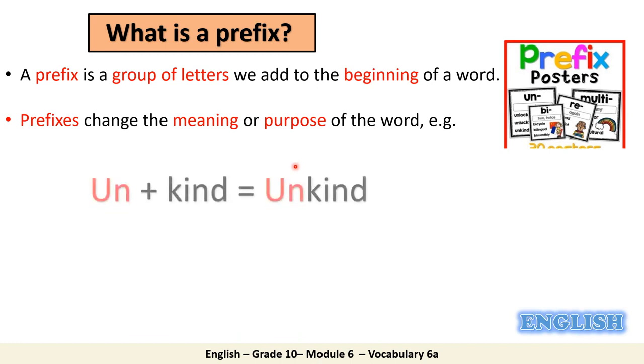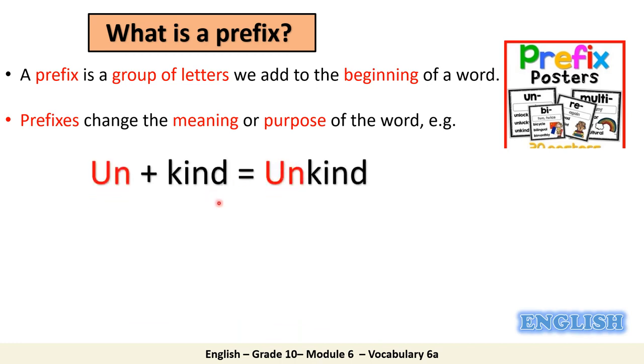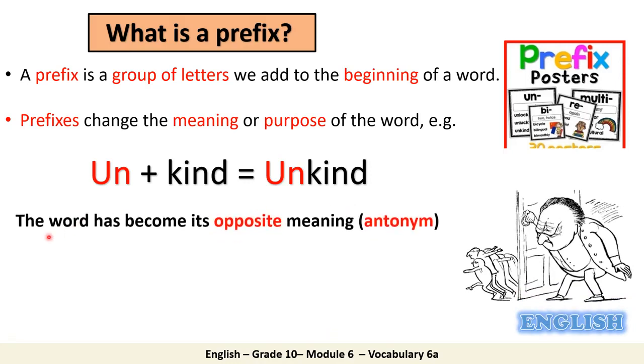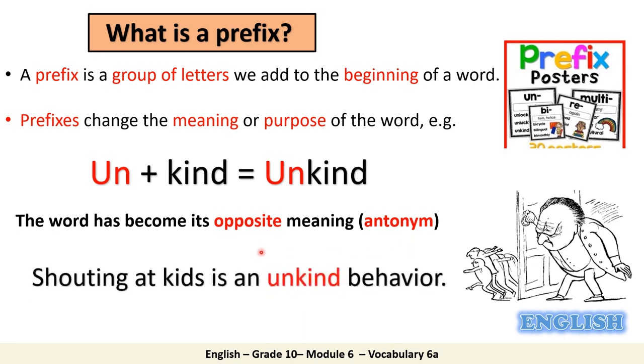For example, a word like kind. When we add the prefix "un" to the word kind, it becomes unkind. And if you notice here that the word has become its opposite meaning, which is the antonym. For example, when you say shouting at kids is an unkind behavior.